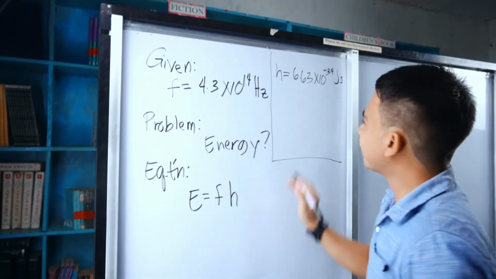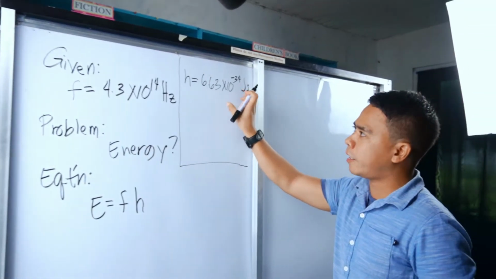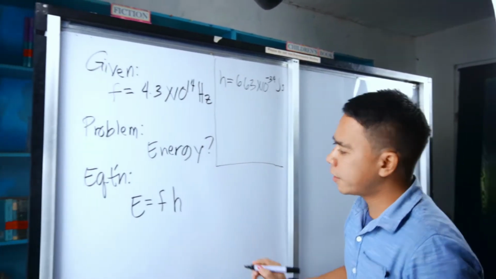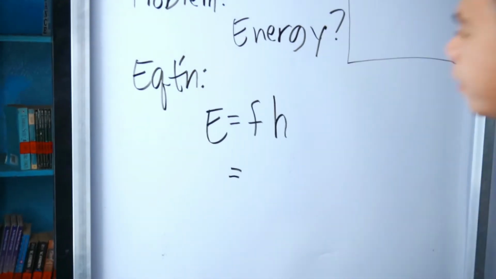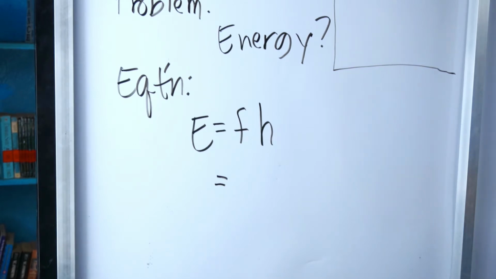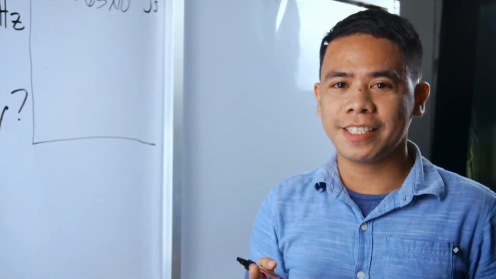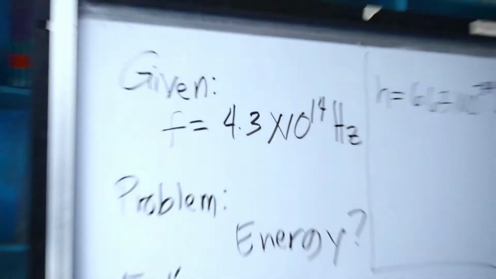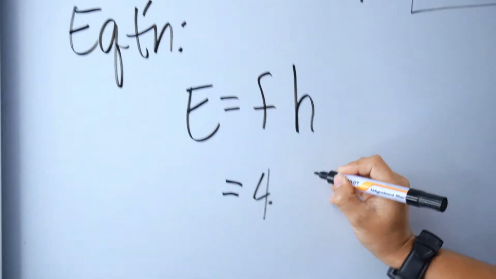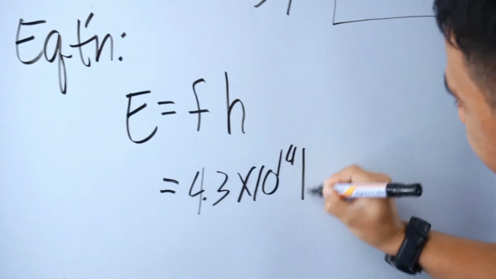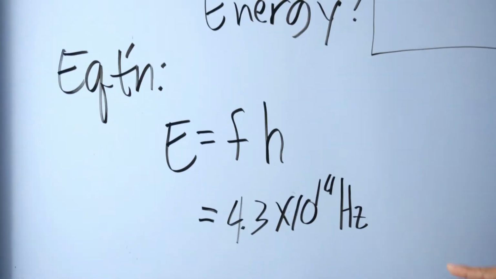Now, since we already have the two givens to solve the problem, the frequency and the Planck constant, next we're going to substitute. In our given, where is the frequency? Okay, so now, let's substitute the frequency into the given: 4.3 times 10 to the 14 hertz.